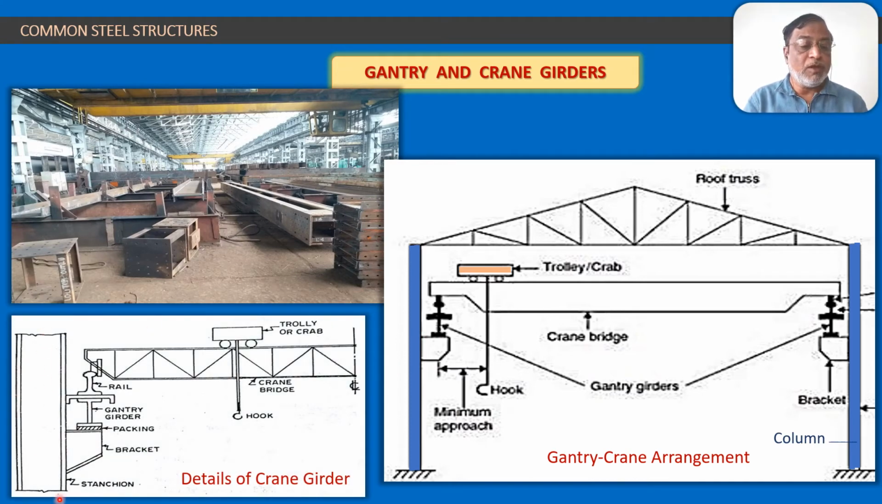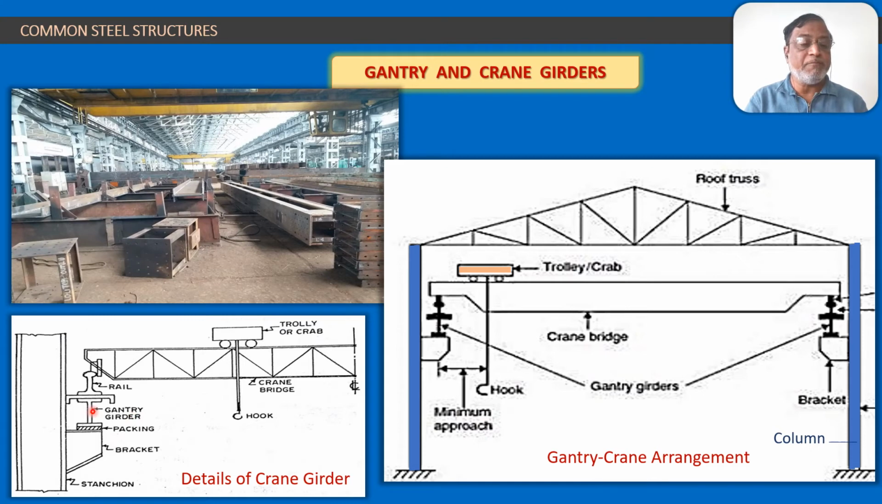This is the column. A steel column is also called a stanchion, S-T-A-N-C-H-I-O-N. So this is the steel column. Here you get this bracket, which is shown here also. On this bracket you get another steel beam or another girder. This girder is seen in its cross section here. It is also seen here like this in the black color. Now this girder is called the gantry girder.